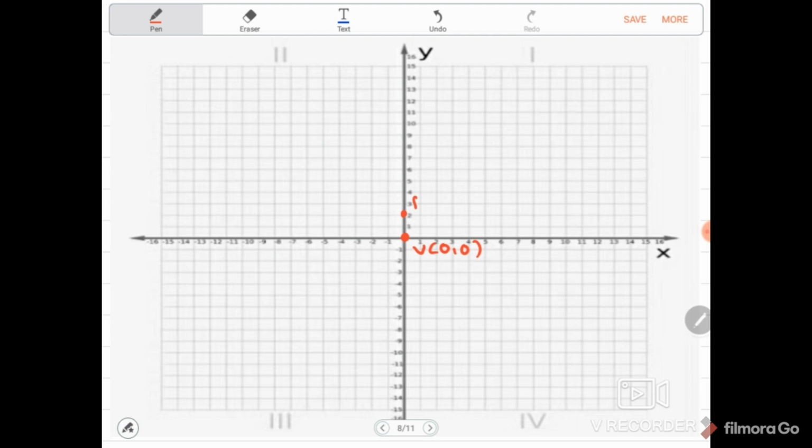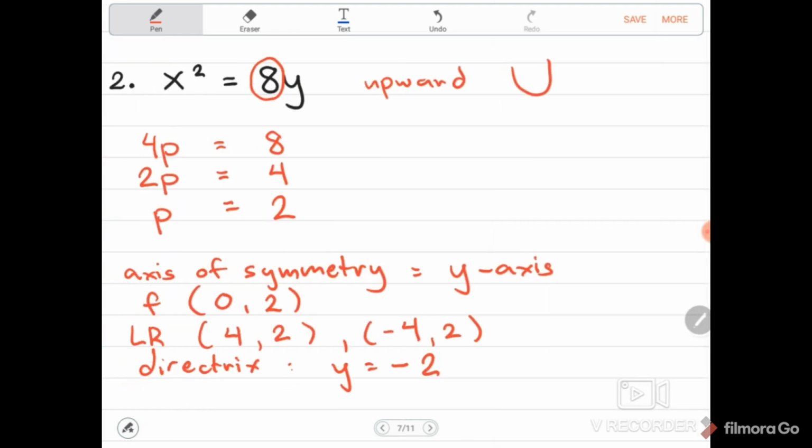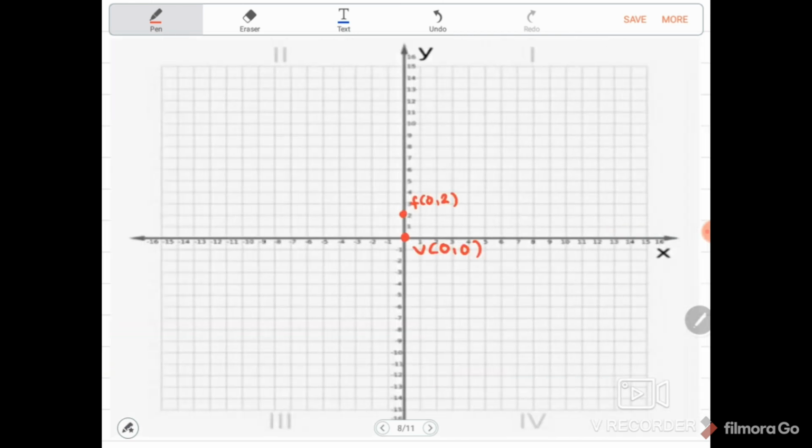Ayan. Focus natin is 0 and 2. Okay? Then, end of latus rectum, 4 and 2, then 4 and negative 2. Ito. Latus rectum, 4 and 2. Then the other one is negative 4 and 2. So that is the other latus rectum. We have negative 4 and 2.